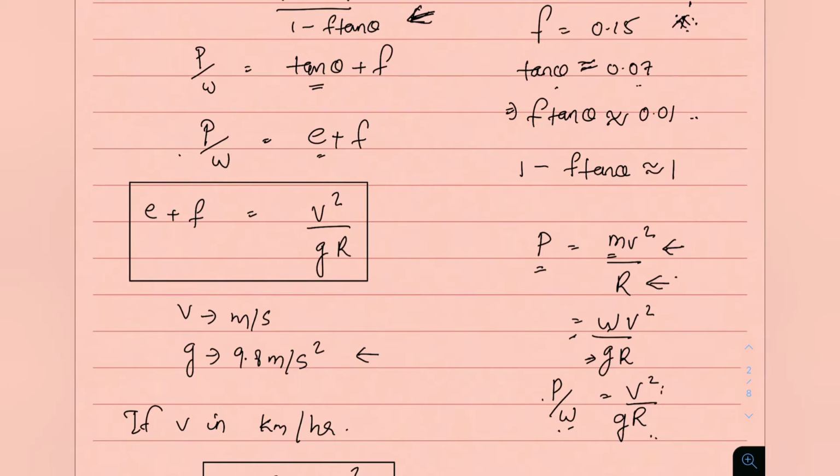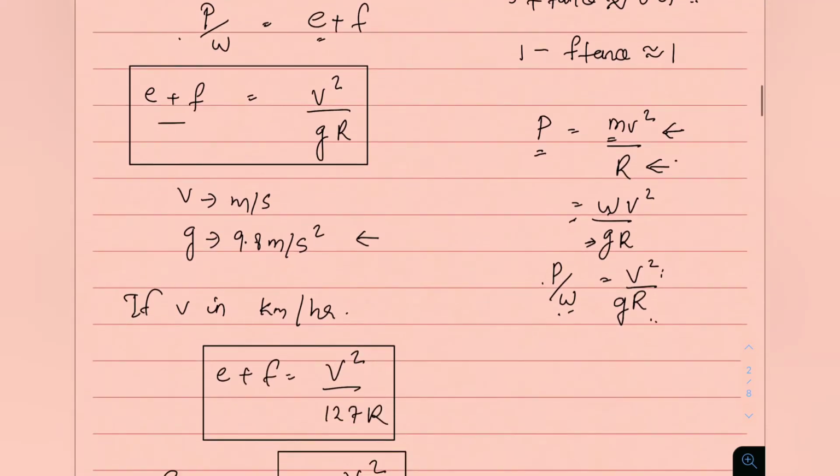So we have P by W is equal to V square by gR, where V is in meter by second and g is 9.8 meter by second square. If we are taking velocity in kilometer per hour, we can divide this V by 0.278, V square by g, where g value is 9.8, into R. So then we will get a value of V square by 127 R.